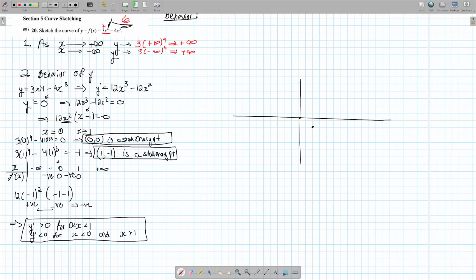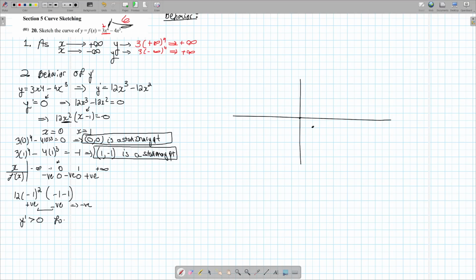Is 0 repeated 3 times? No. So that means I only repeat the sign twice, and now I switch to positive. So let me change it here. I wrote this one wrong over here. Y prime now would be greater than 0.